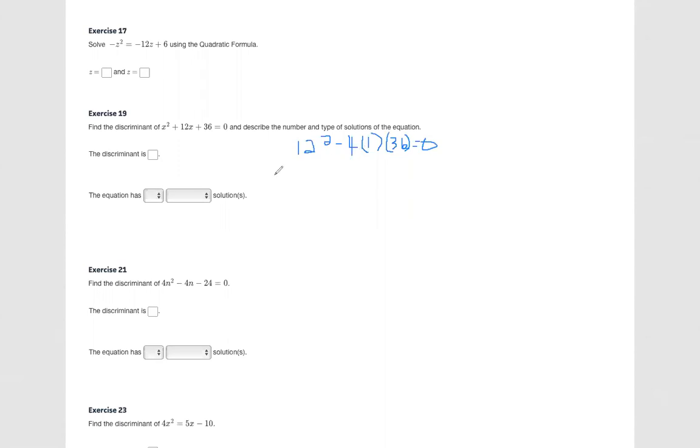And we talked about that a while ago. So you say the discriminant is 0. The equation right here has 1, and then you put a real solution. Pretty simple equation here. Again, you're going to go through there and do all of them like that. Okay, not too bad.